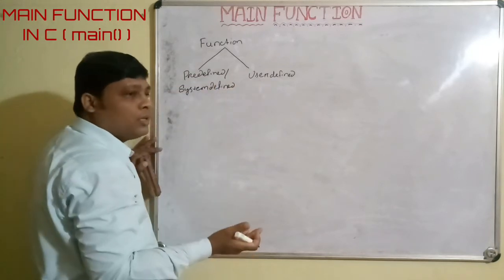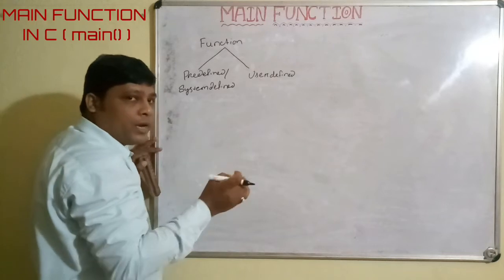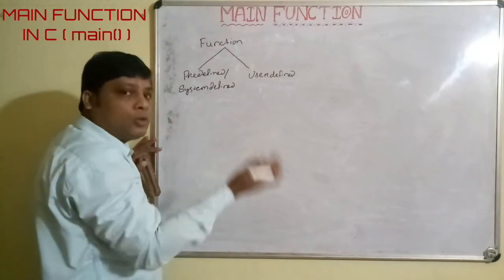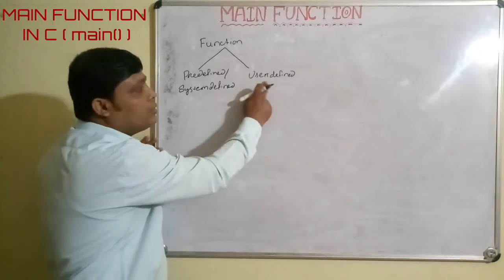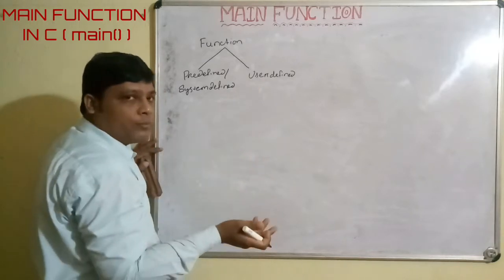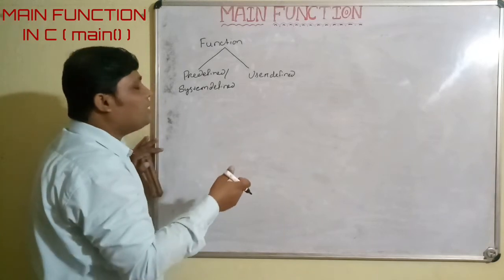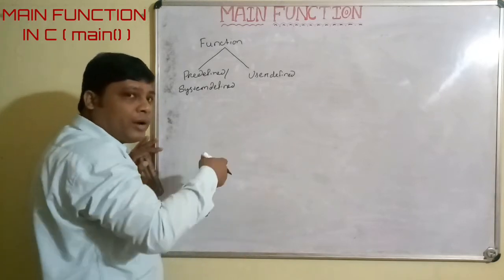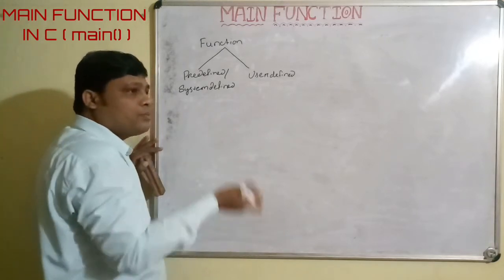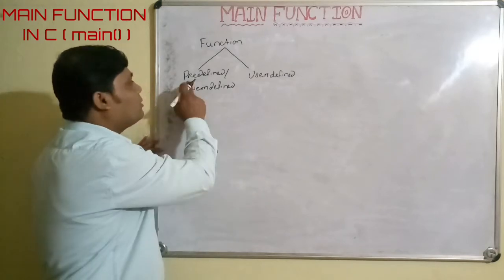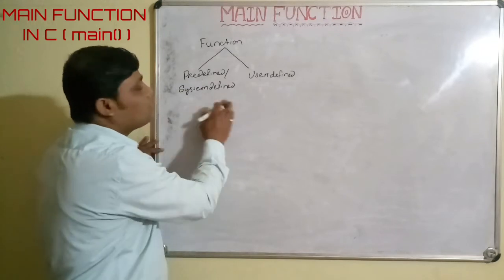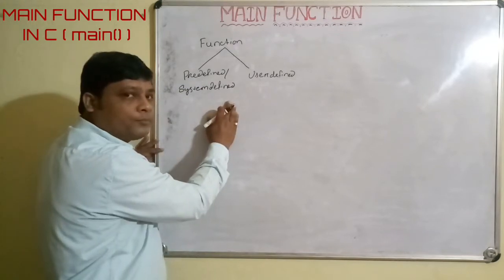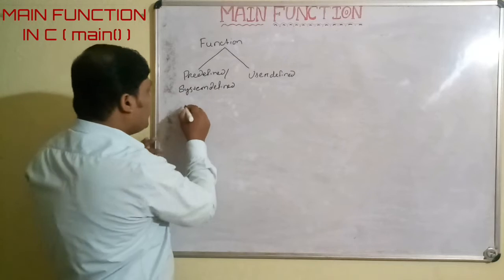I have already told that the functionality means what that function will do. If the functionality of a function is defined by the user, then it is called user defined function. If the functionality of a function is predefined at the time of designing the compiler, if it is predefined or system defined, then that is called predefined function or system defined function. Clear? Now come to main function.